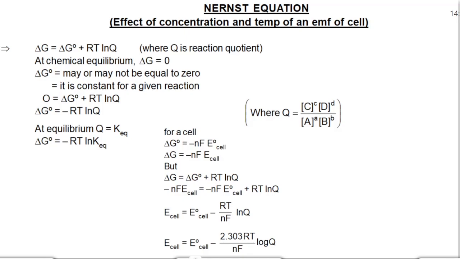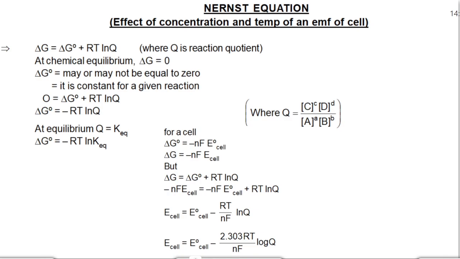Okay, so the Nernst equation deals with calculating the EMF of the cell, and we see the effect of mainly concentration and to some extent temperature on the EMF of the cell. So we will start with delta G is equal to delta G naught plus RT natural log of Q, and you know what is Q?